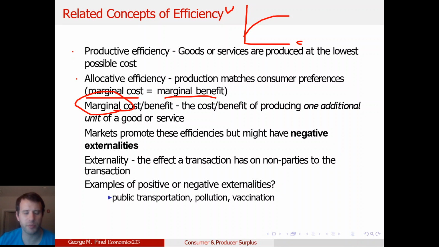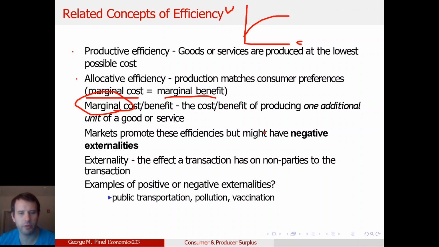All right, so we just defined productive efficiency, where goods are produced by the lowest cost producers, and allocative efficiency, where production matches consumer preferences. Alternatively said, you're not producing things at a cost higher than the willingness to pay.